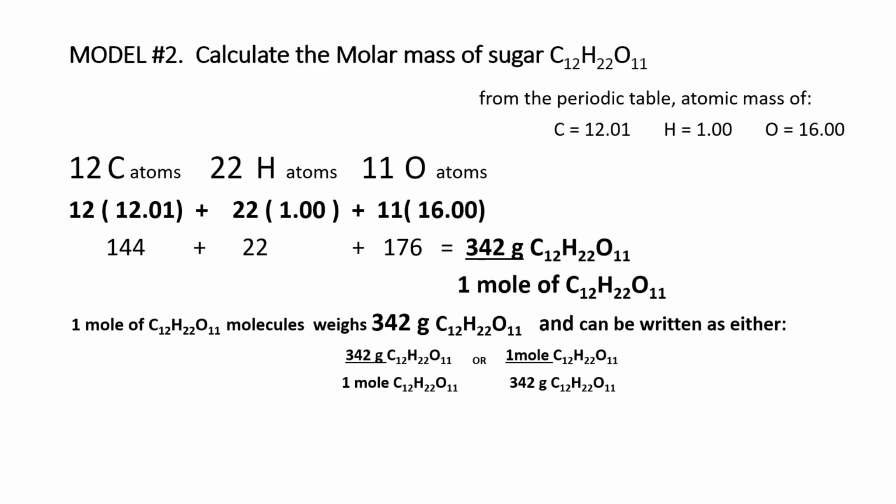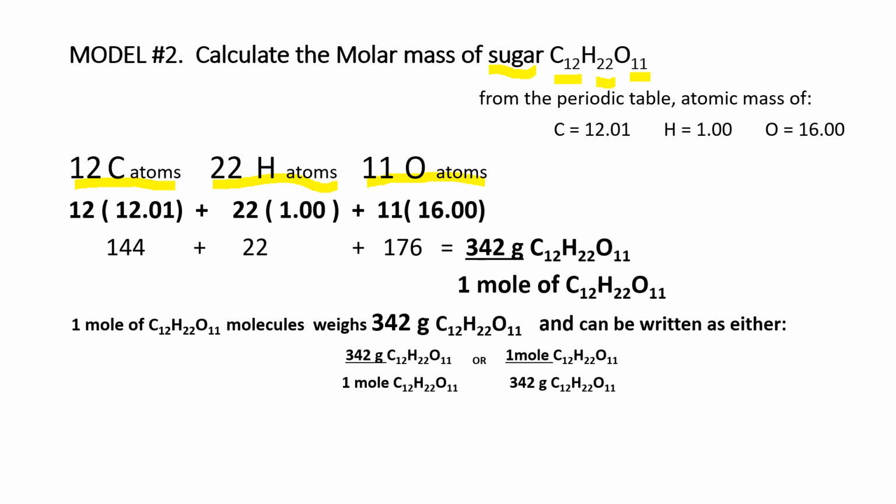Another model is calculation of molar mass of sugar, C12H22O11. Again, the first step is to list down the type of atoms and the number of atoms. So the subscript of carbon is 12, so it means we have 12 carbon atoms. The subscript of hydrogen is 22, therefore we have 22 hydrogen atoms. The subscript of oxygen is 11, so that means there are 11 oxygen atoms.